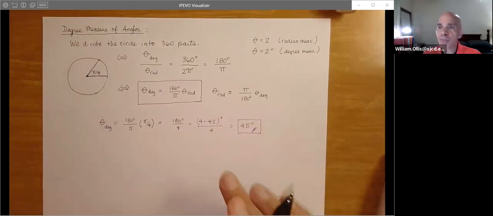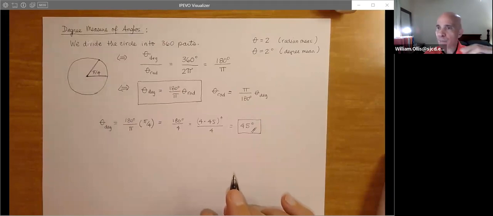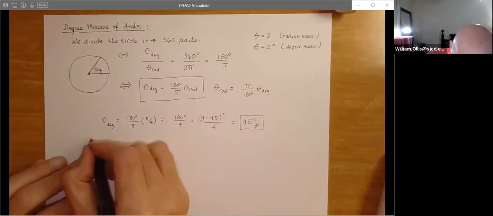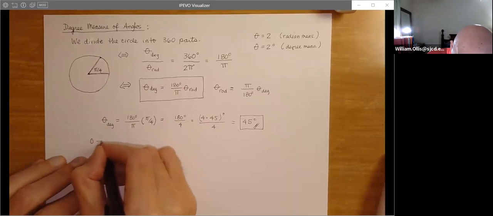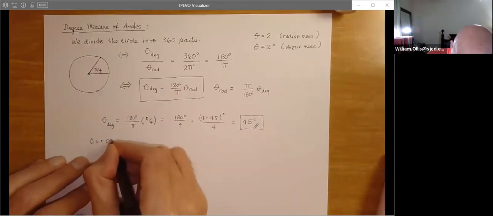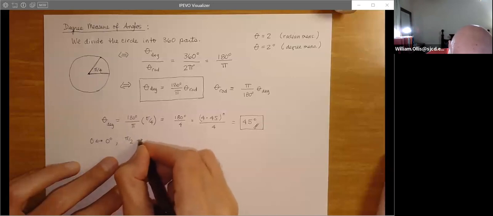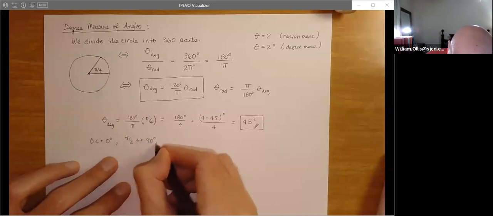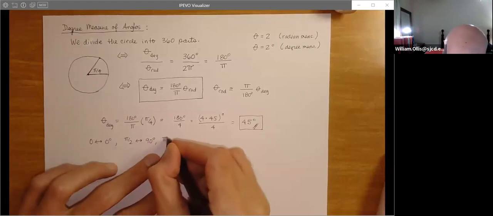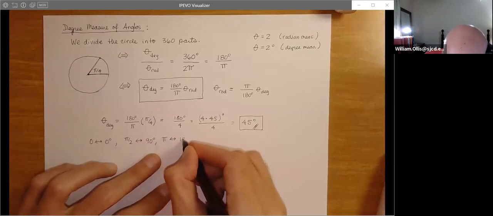And so now you can think of, yes, 45 plus 45 gives you 90 degrees, and then 90 plus 90 gives you 180 degrees, and then 180 plus 90 gives you 270, and then 270 plus 90 gives you right back up to 360. So now we can easily see that 0 radians corresponds to 0 degrees. Pi over 2 radians corresponds to 90 degrees. Pi radians corresponds to 180 degrees.